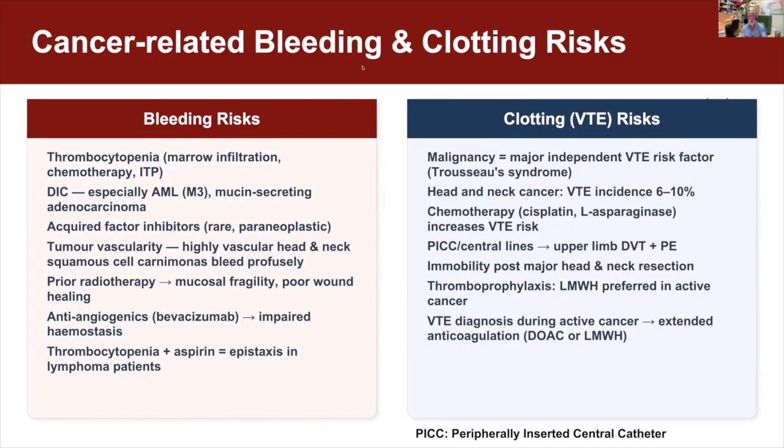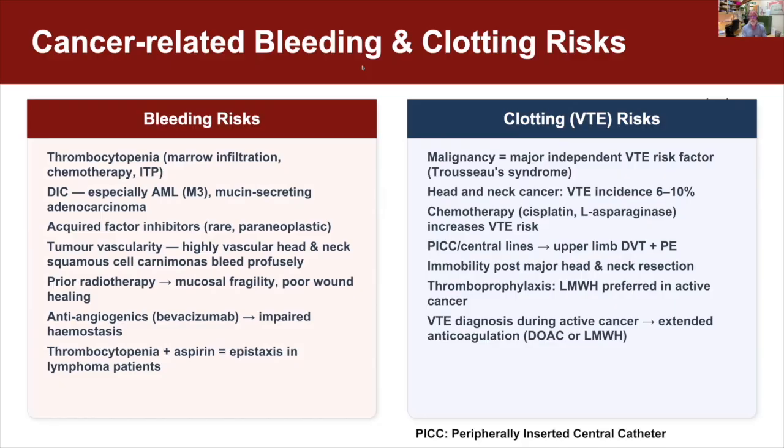Cancer-related bleeding and clotting risks. Well, the bleeding risks in cancer, you've got thrombocytopenia, low platelets because of marrow infiltration by, say, solid tumors or leukemias or lymphomas or prostate cancer or whatever. Then you've also got DIC in cancer, especially acute myeloid leukemia, the M3 variant, commonly associated with disseminated intravascular coagulation. Mucin-secreting adenocarcinoma, also highly associated with DIC.